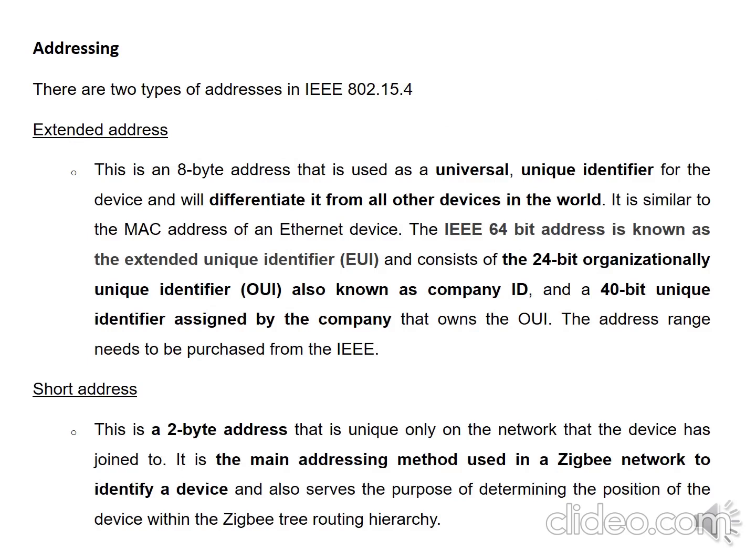So there are two types of addresses here: extended address and short address. The extended address is 8 bytes, 64 bits, where 24 bits are the organizationally unique identifier, OUI, and 40 bits are the company ID that owns the OUI. And the short address is a 2-byte address, which wireless sensor network nodes use to send data to other nodes. This short address is used to identify the destination.